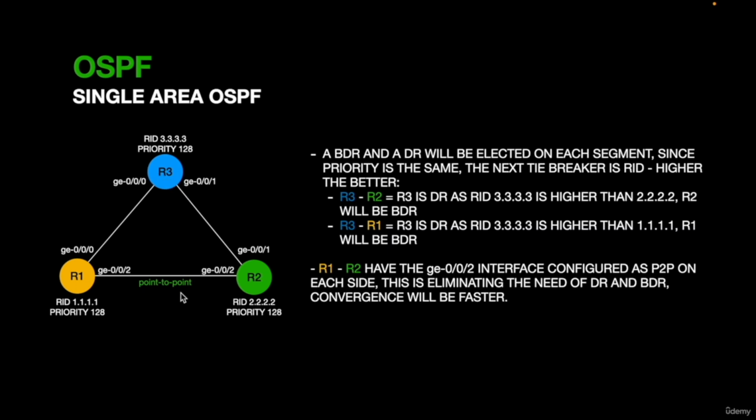Also, we have an interesting case here. If we configure the point-to-point link on each side, meaning on R1 and R2, we will eliminate the need for a designated router and backup designated router, and the convergence will be faster.